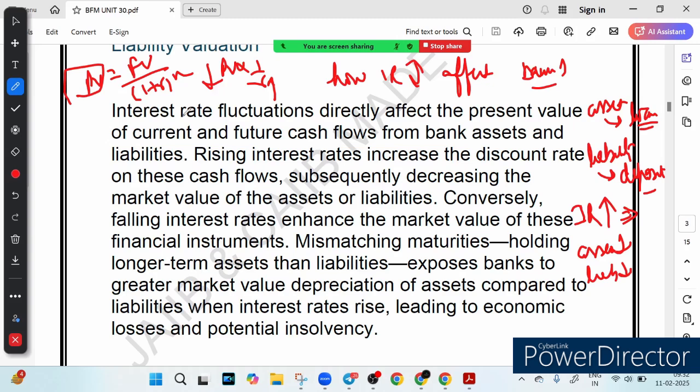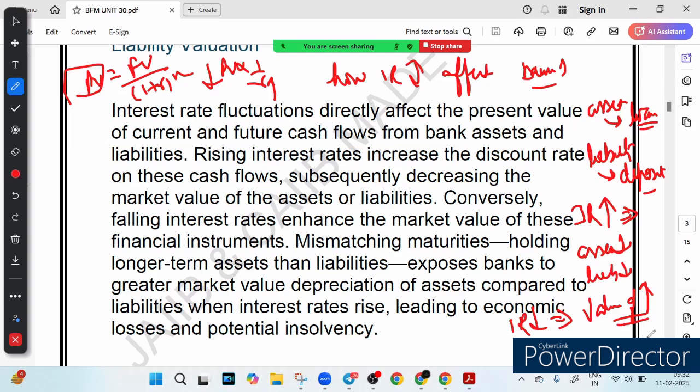So I say that whenever interest rate increases, the value of both these assets and these liabilities drops. Just like the price of an old bond falls when a new bond with a higher interest rate becomes available, and when interest rate falls, the value of this instrument will increase. What will happen? Tell me. Suppose interest rate decreases, what will happen? The value of these bonds, these assets and liabilities will increase because they are inversely proportional.